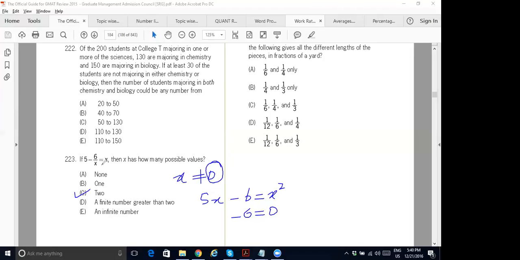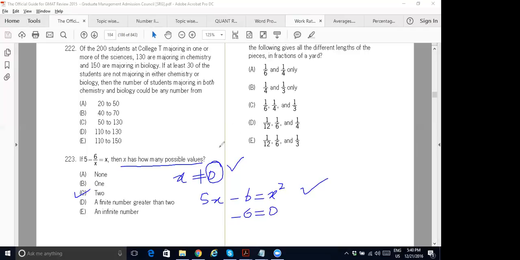So we put that denominator not equal to 0. That means x should not be equal to 0. Now, x has how many possible values? Basically, we need to solve this quadratic for x. The moment we multiply the entire equation by x, we get 5x minus 6 equals x squared.